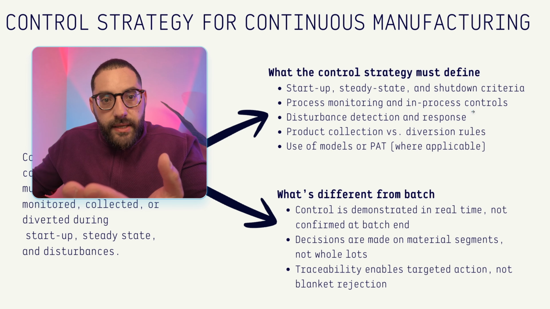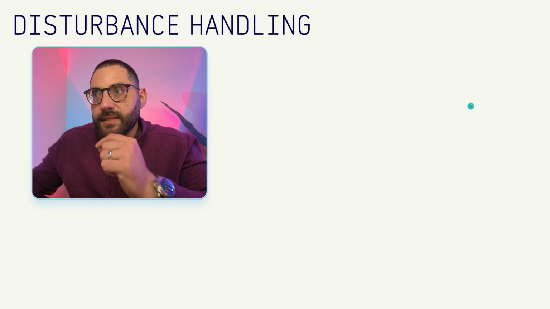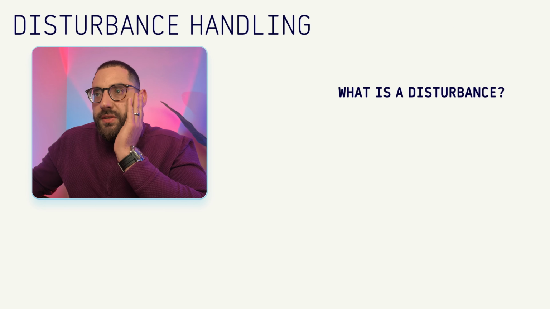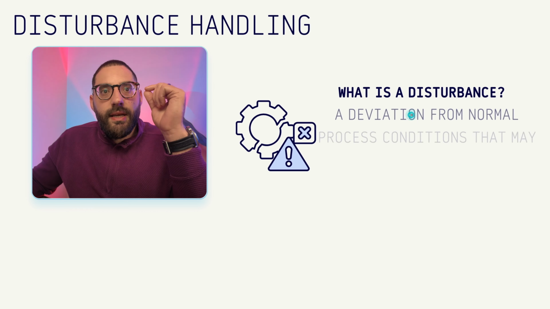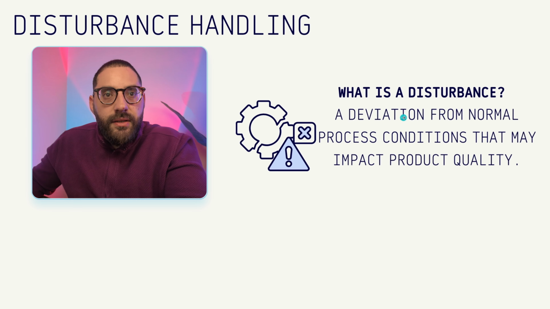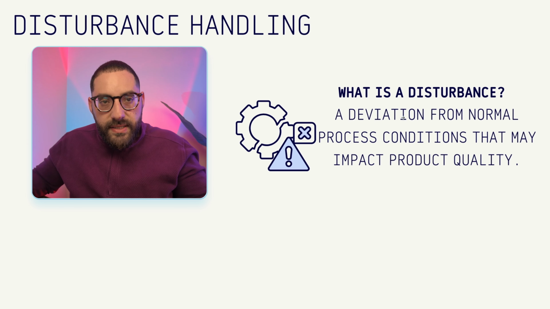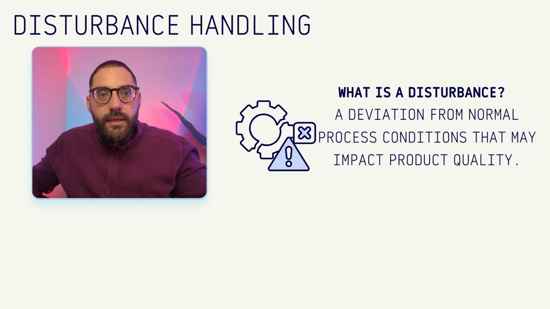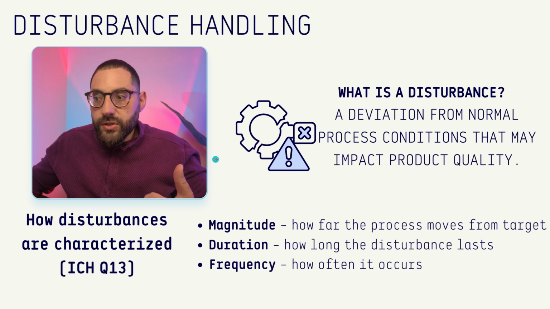We've used the word disturbance a couple of times so far in this video, and that's another concept that we're going to talk about, which is disturbance handling. A disturbance is any departure from a normal process condition that could potentially impact product quality, and not all disturbances are the same. Some may be small and brief, others may be significant and prolonged. And Q13 encourages manufacturers to understand disturbances in terms of three factors. And those are magnitude, duration, and frequency.